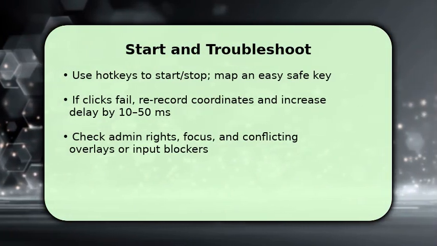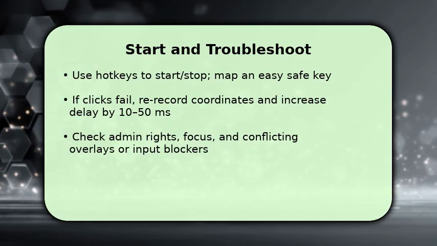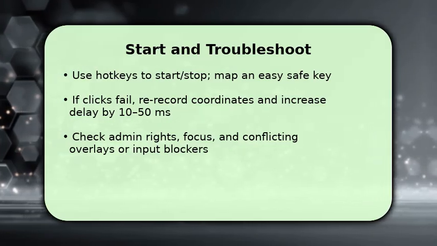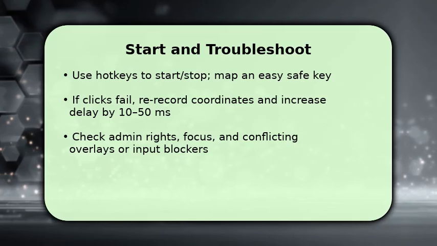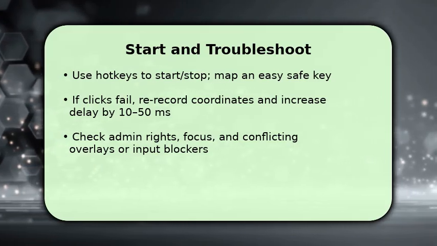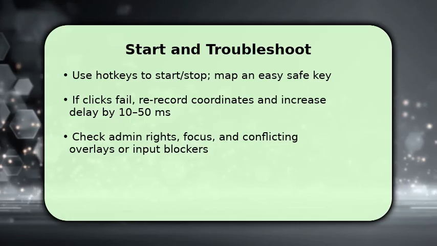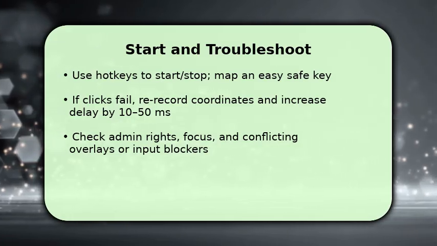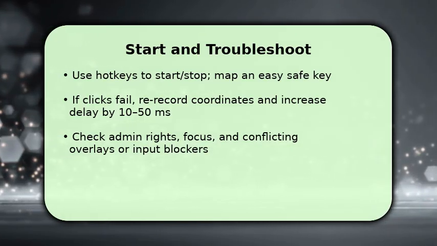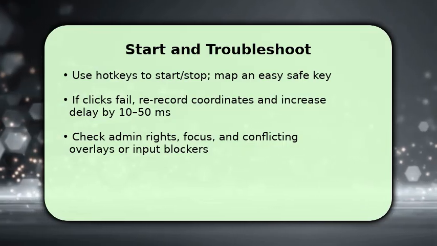Bind a clear hotkey for start and stop so you can intervene instantly, then begin a full duration run while watching the first few seconds. If clicks fail or misfire, make sure the target window has focus and that AG has administrator rights, then re-record coordinates and add 10 to 50 milliseconds to your delay to accommodate lag.